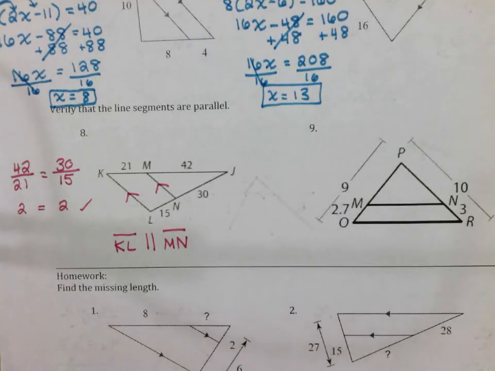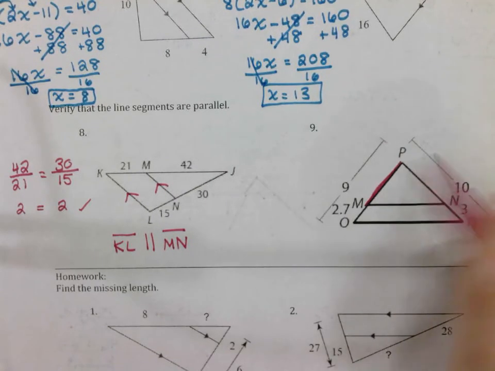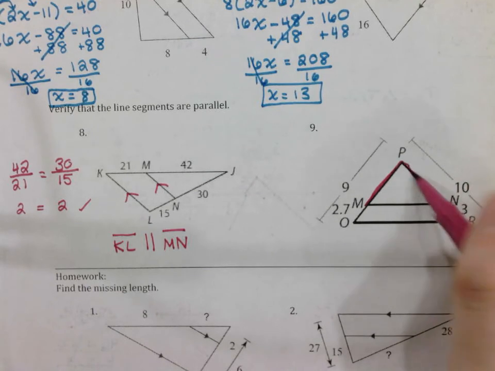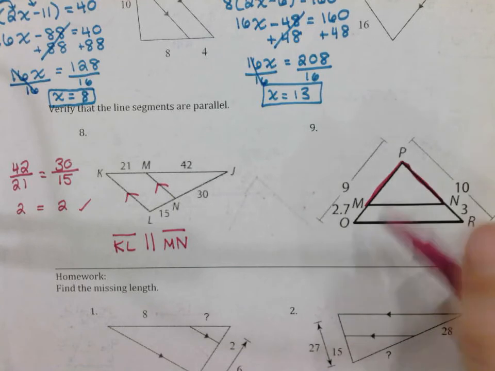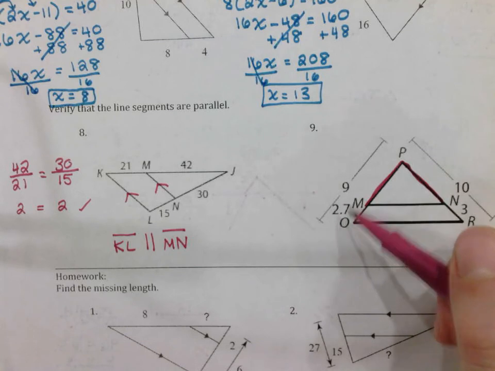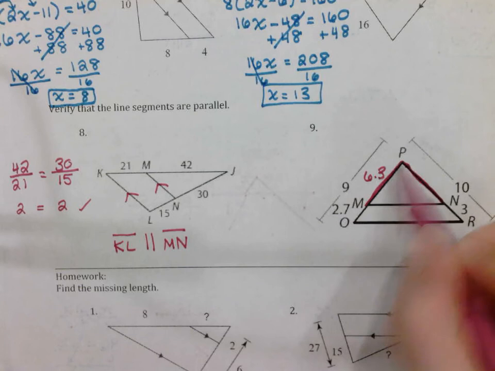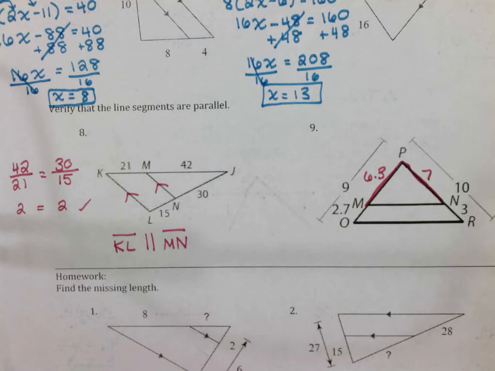And then for this last one, we are missing some pieces. And it's not to say that you couldn't do a different proportion to verify this works, but I'm just going to stick with what we've been doing, so we kind of have one set way to do it. So to find this piece, well, if the whole thing is 9 and that's 2.7, 9 minus 2.7 gives me 6.3 for this piece. And then same thing over here, 10 minus 3 gives me 7. So now I have all of my pieces.